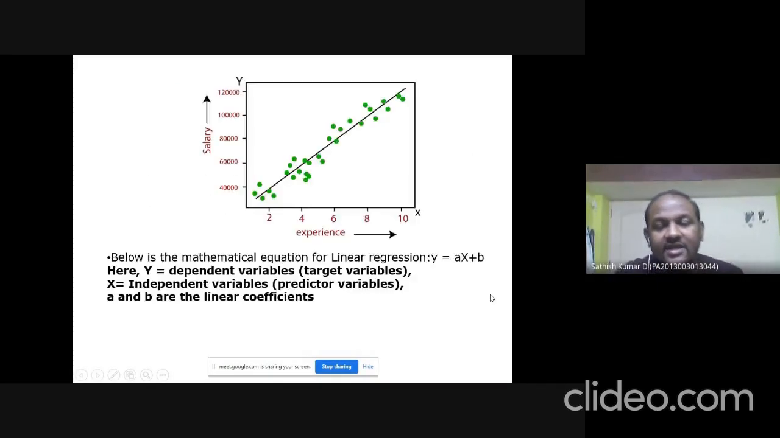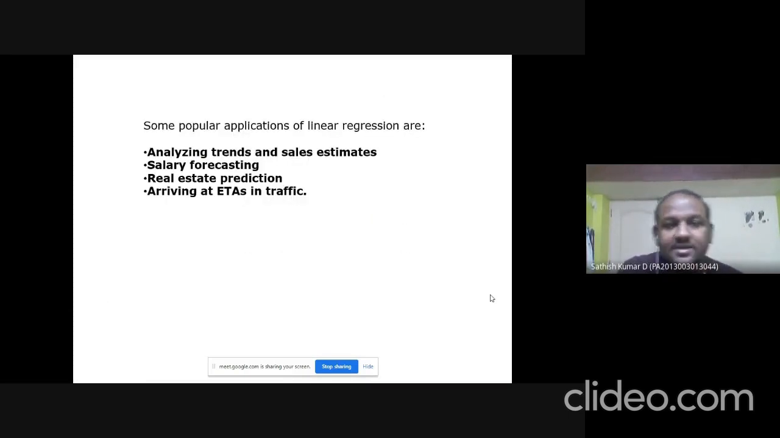So here in this diagram, the experience is marked on the x-axis and the salary is marked on the y-axis. If the experience increases, the salary also increases. That is called linear regression. Some popular applications of linear regression are analyzing trends and sales estimates, salary forecasting, real estate predictions, arriving at ETAs in traffic.